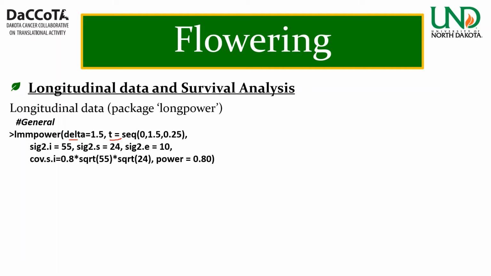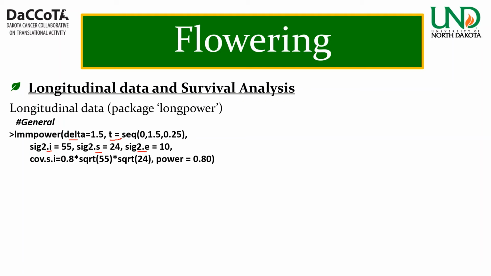So sig2i is the pilot estimate for the variance of the random intercept, so variance in random intercept. Sig2s is the estimate of variance in random slope, and sig2e here is the pilot estimate of residual variance, so different variance estimates pulled out here. And the covsi is the pilot estimate of the covariance of random slope and intercept. And to calculate this, we're taking the same thing of these other values, square rooting them and multiplying them by 0.80, and then power is 80.